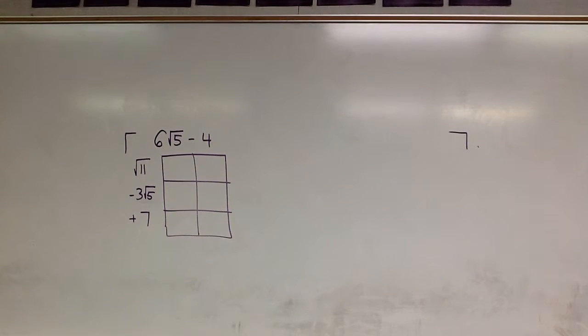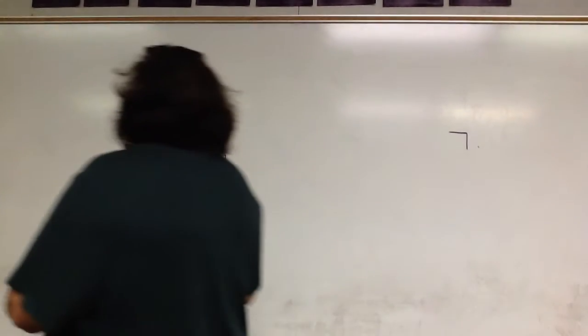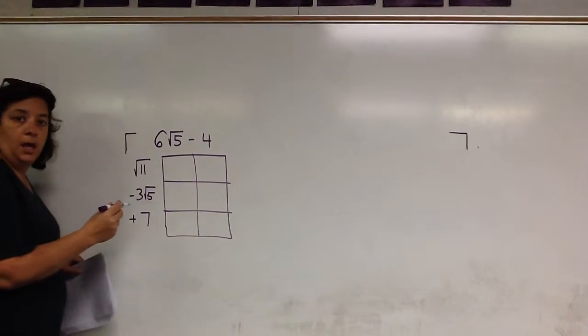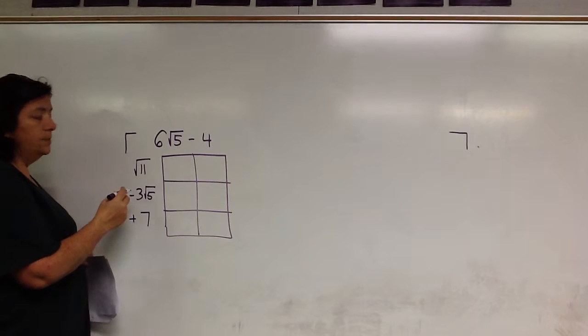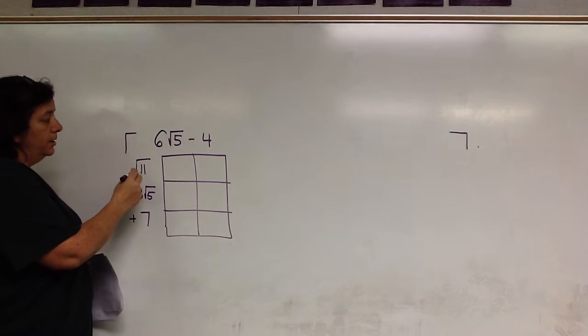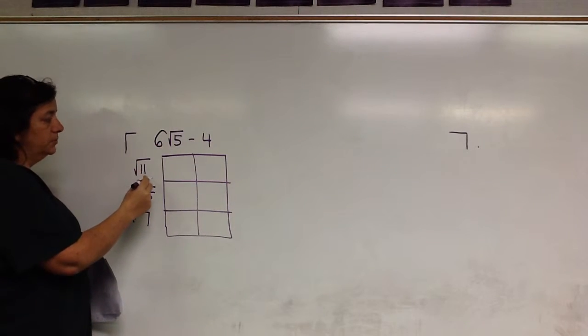Okay, so number 2, some classes we got this far and some classes we didn't. So you can fast forward if we already did number 2 in your class. So we have 6 root 5 times root 11.